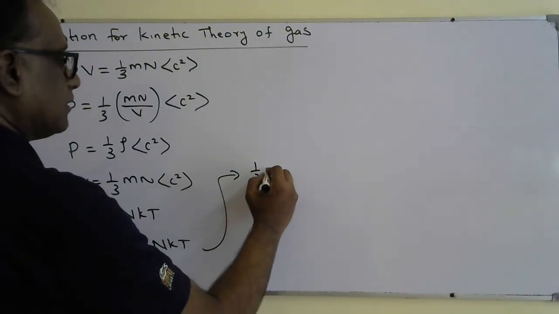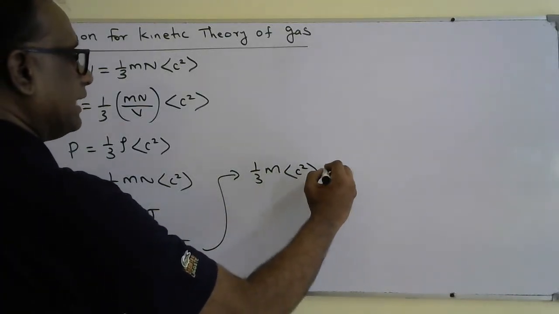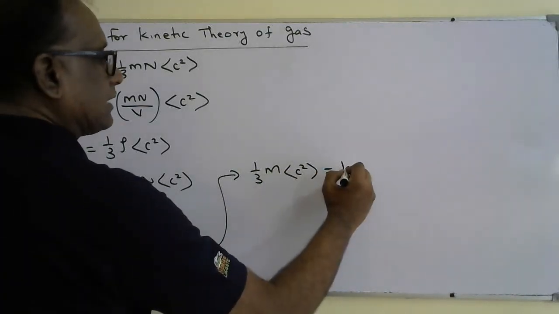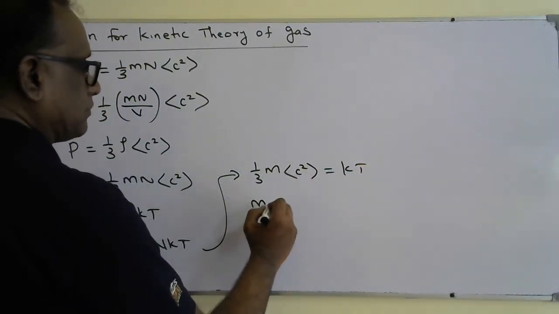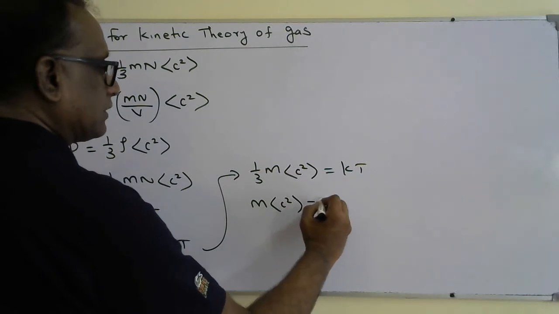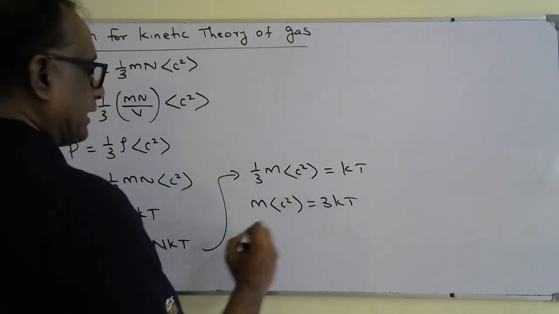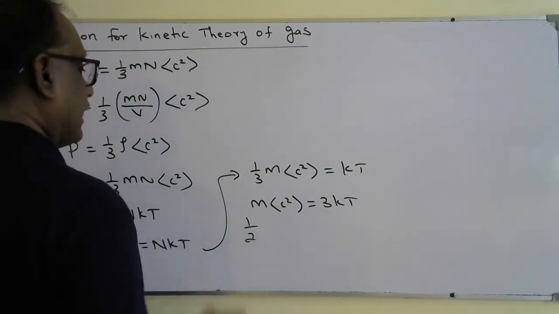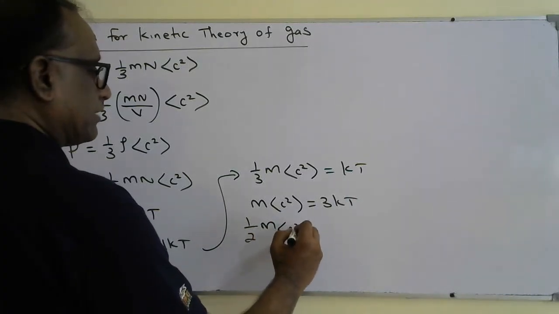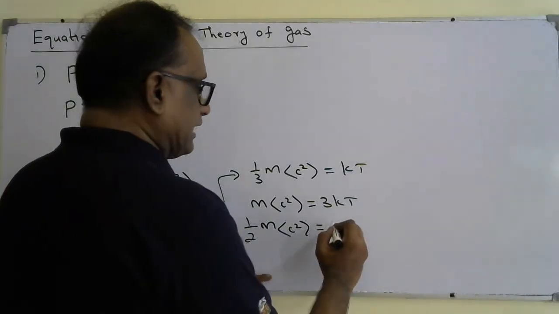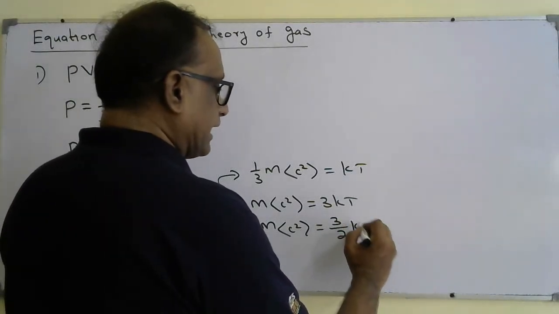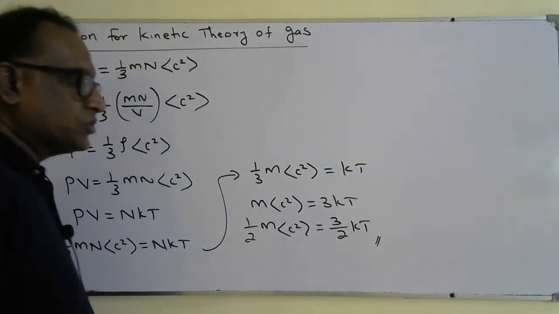So 1/3 mc squared equals kT. Multiply by 3, so mc squared equals 3kT. Multiply by half, so half mc squared, that's the average kinetic energy of a gas particle, is equal to 3/2 kT. So they can ask you to derive this equation also.